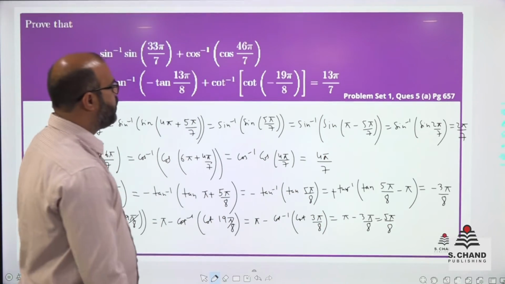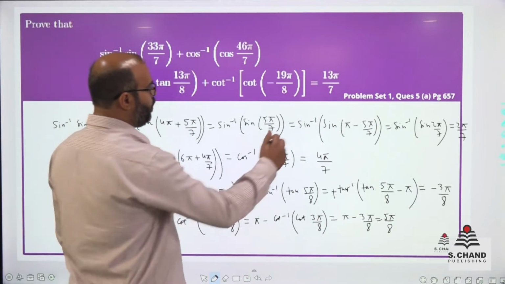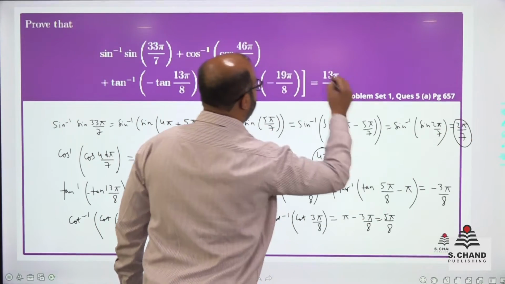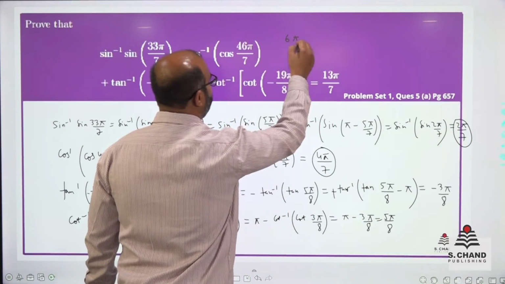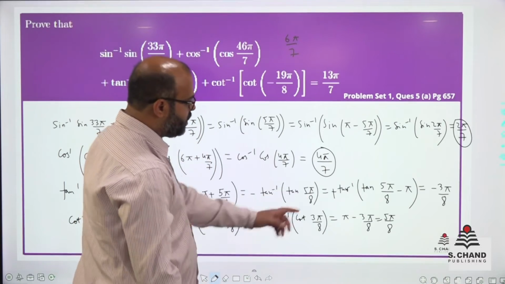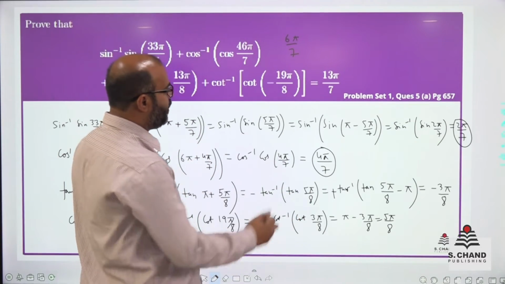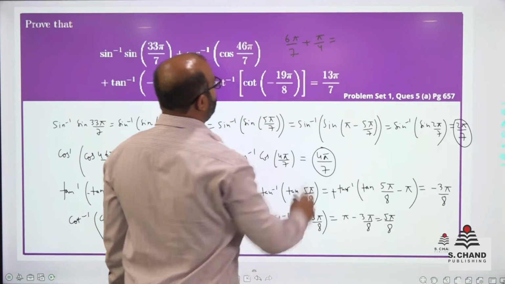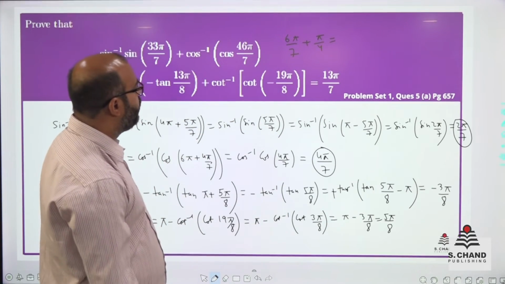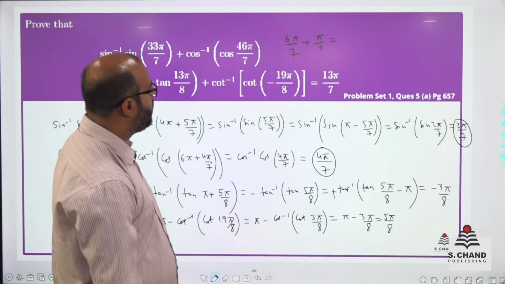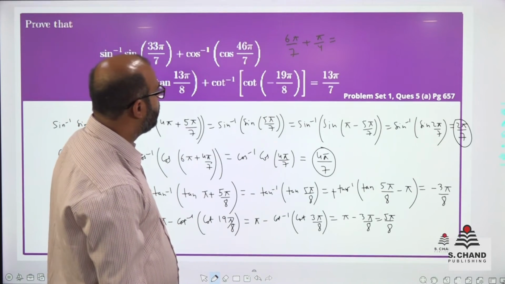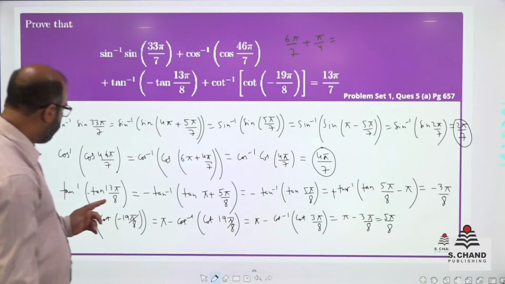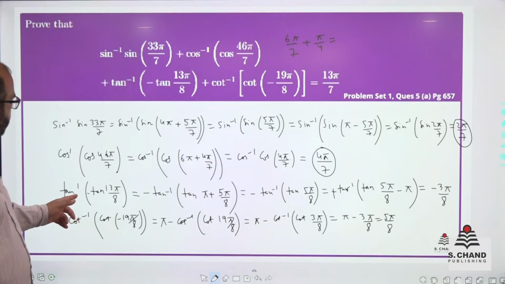Now let us calculate the value. 2 pi by 7 plus 4 pi by 7, that is 6 pi by 7. 6 pi by 7 you are getting. And minus 3 pi by 8 plus 5 pi by 8 is 2 pi by 8, that is pi by 4. That is also you are getting. So this becomes 24 plus 7, 31 pi by 28. Still the right answer is not coming. So I am doubtful about this one. Let us see this again.